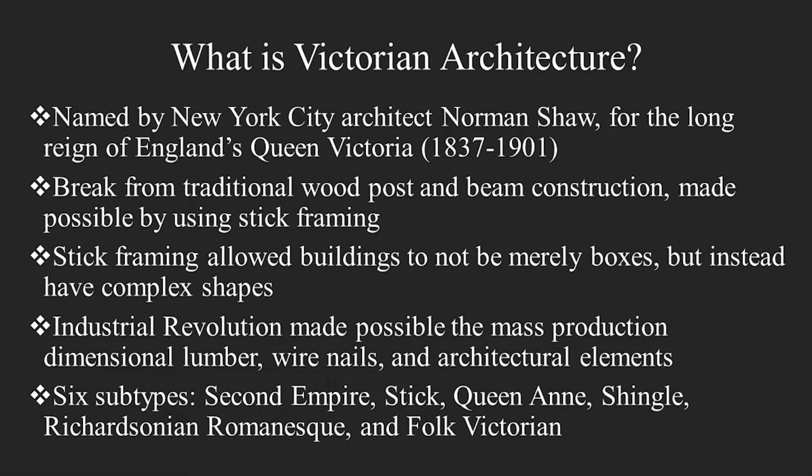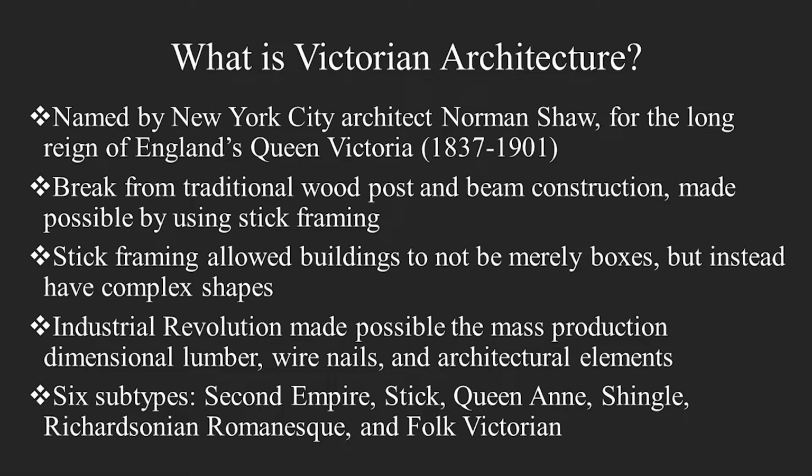The Industrial Revolution made possible mass production of dimensional lumber, like 2x4s and 2x6s. The Industrial Revolution also made the production of wire nails much easier, and mass production of architectural ornaments. So many of the architectural elements we're going to see were mass manufactured and simply put together on site.